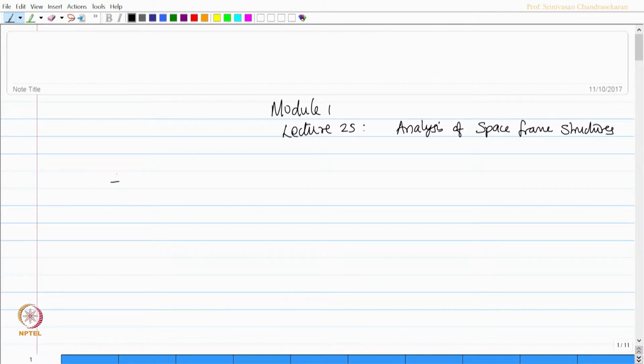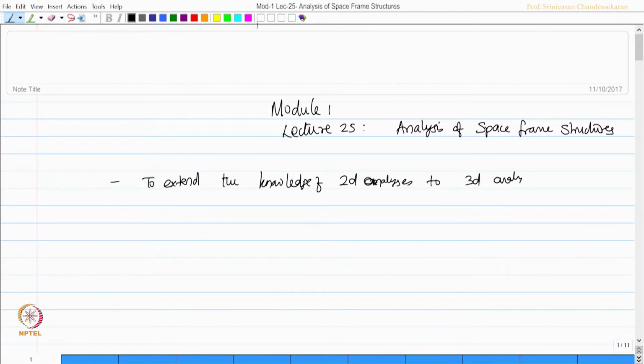So, the primary objective is to extend the knowledge of 2-dimensional analysis to 3D analysis. We have to follow the same set of expressions and equations with a small modification, which will help us understand very easily and much faster how to use those transformations in a simpler form to do analysis of 3-dimensional space frame structures.